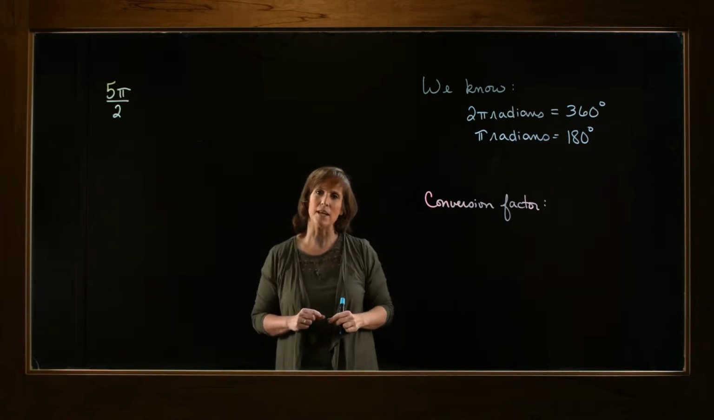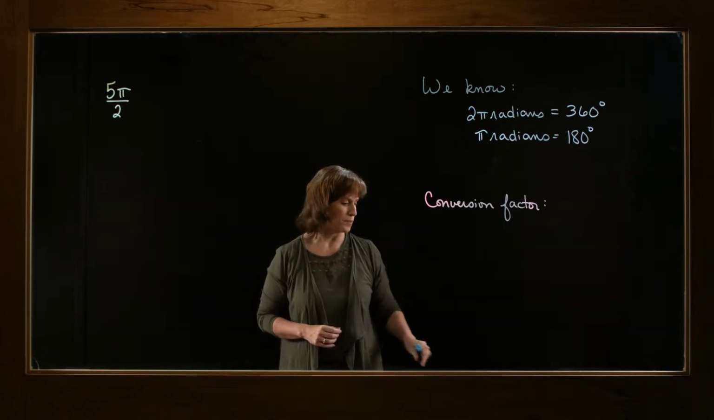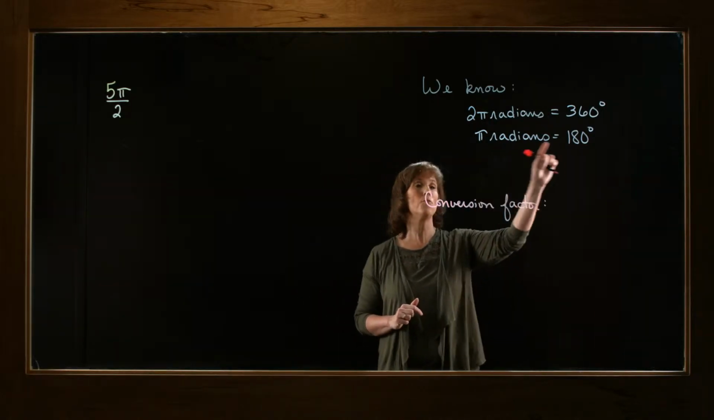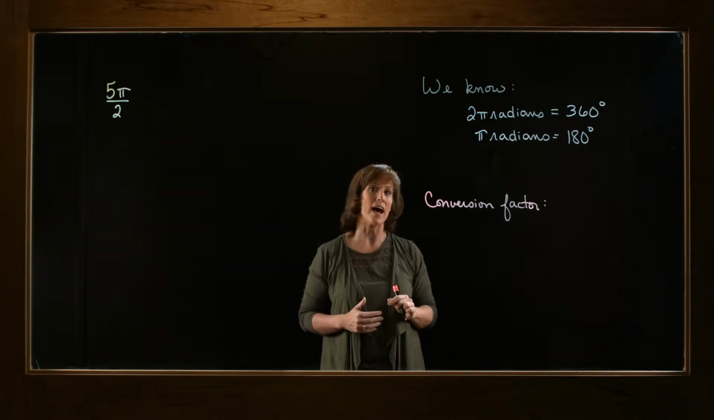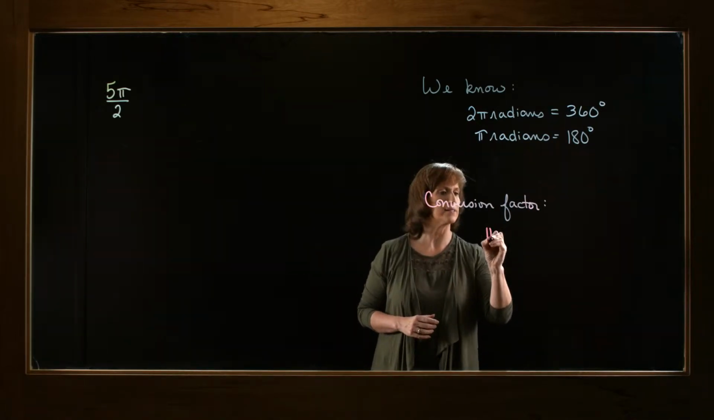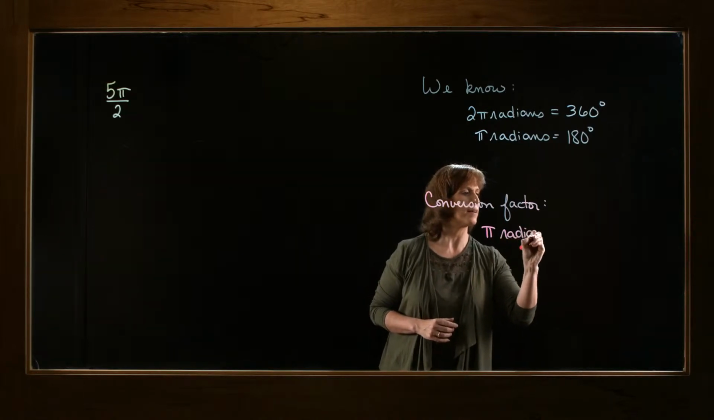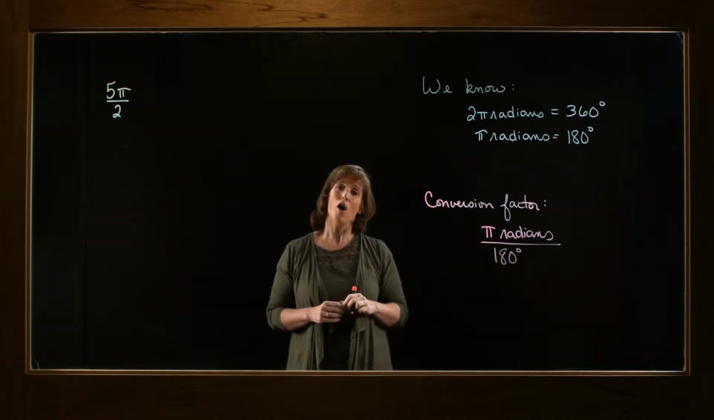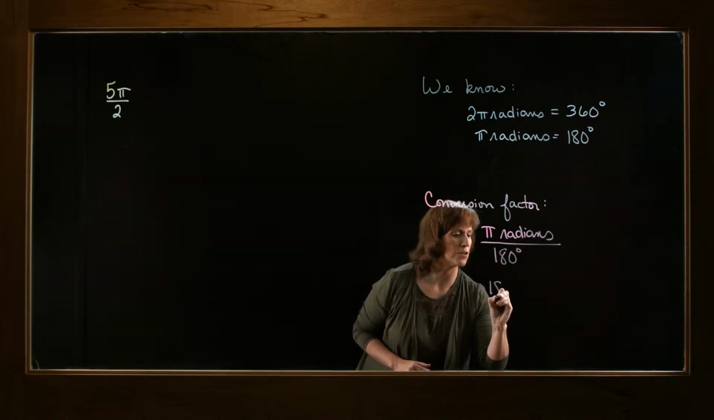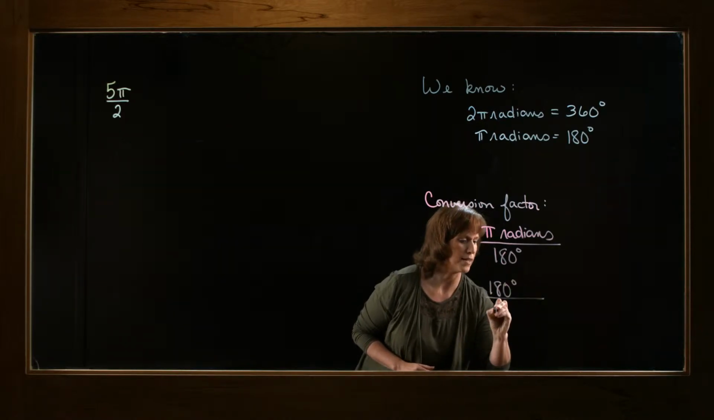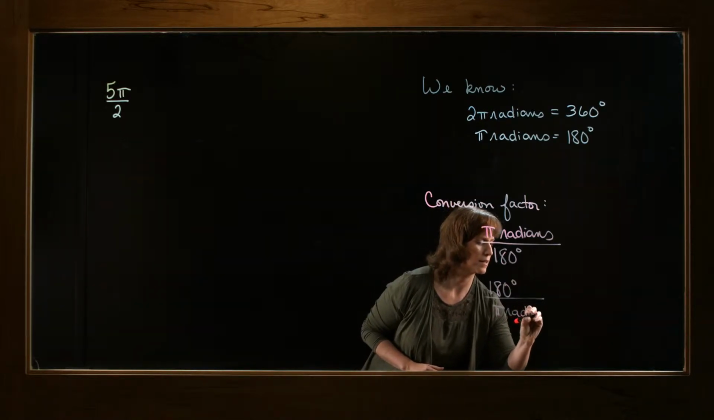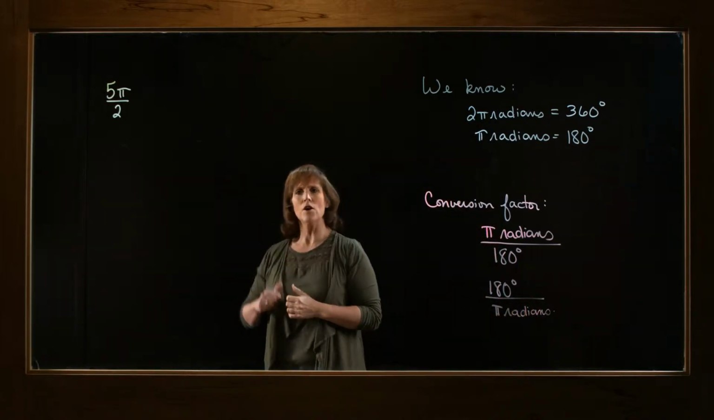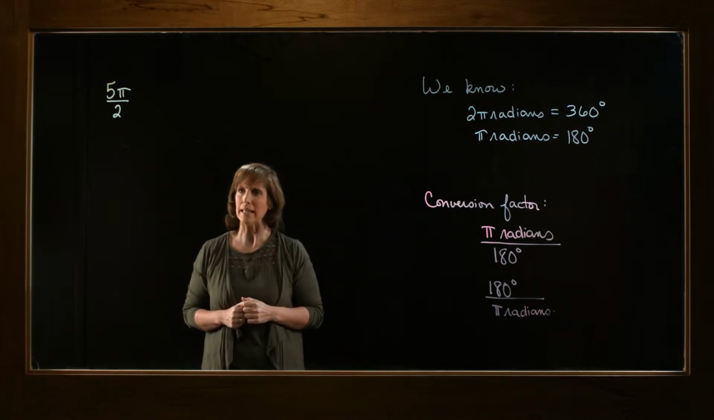Now I need to take this information and create a conversion factor out of it. Well, with a conversion factor, we want a ratio to be equal to 1. And since pi radians and 180 degrees are the same thing, I can create the ratio pi radians divided by 180 degrees. But I could also create the ratio 180 degrees divided by pi radians. So those are the conversion factors that I have. Let's go to my specific problem and find out which of them I need.